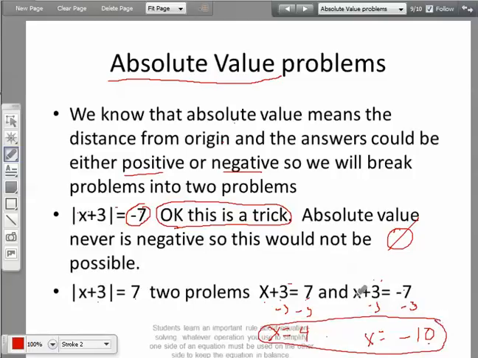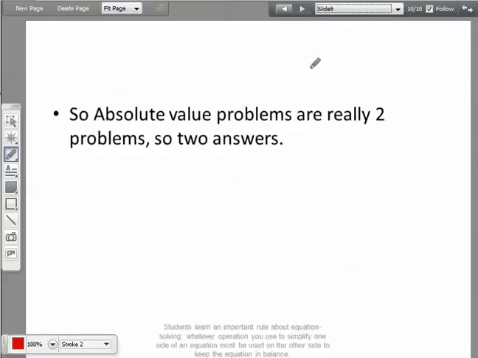Okay? I can't stress that enough. A lot of times in absolute value problems, people only give me one answer. There are two in every case. Okay? So, absolute value problems, there's really two problems. So, there's two answers. Cool?